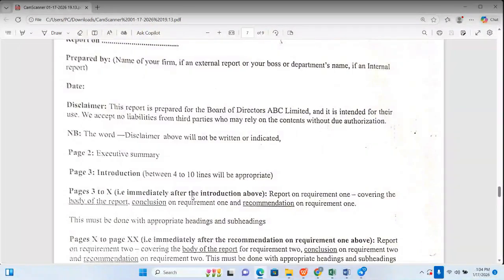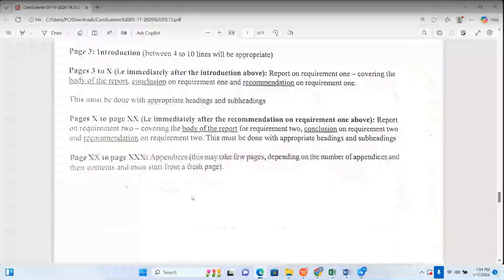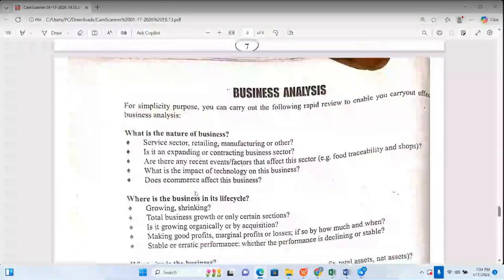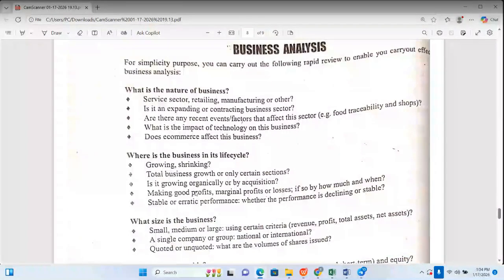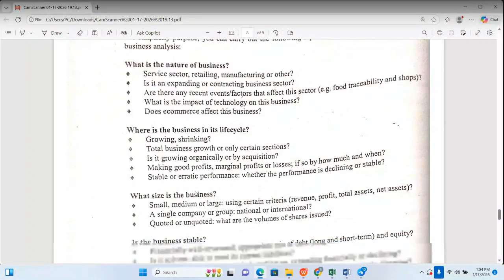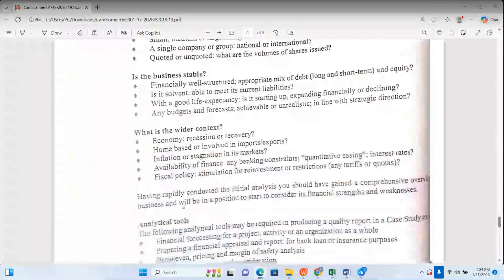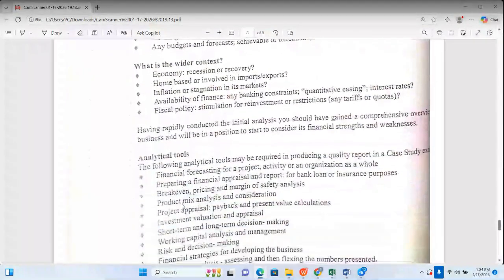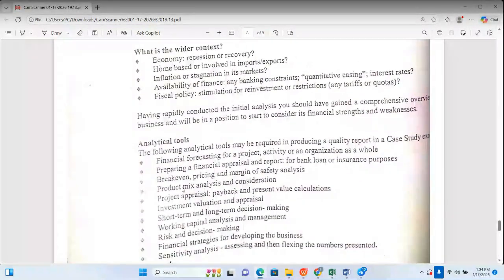You will see when we're actually analyzing a particular question like that. Though we have business analysis, I've explained here. We can also use life cycle. You can bring life cycle. We can use analytical tools. We can use forecasting, financial appraisal, break even, project appraisal. I've talked about all this.